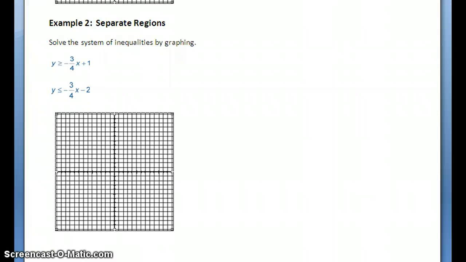And let's try the separate regions, example 2. You're going to solve the system of inequalities by graphing again. And what we have this time is y is greater than or equal to negative 3/4 x plus 1. And y is less than or equal to negative 3/4 x minus 2.